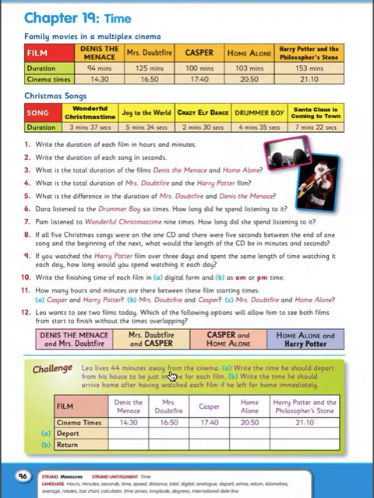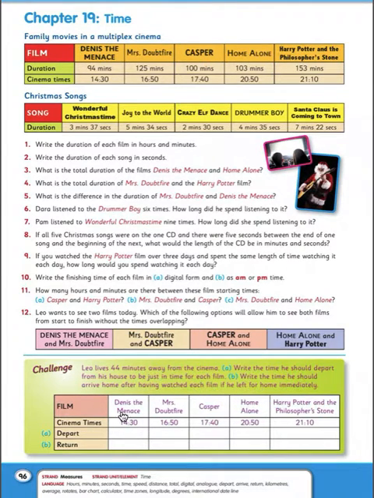Challenge. Leo lives 44 minutes away from the cinema. Write the times he should depart from his house to be in time for each film. Write the time he should arrive home after. So he needs to be at the cinema at this time, so it takes 44 minutes before this time for him to get there. So you're going to say, what's 44 minutes before this time? That's when he should depart.